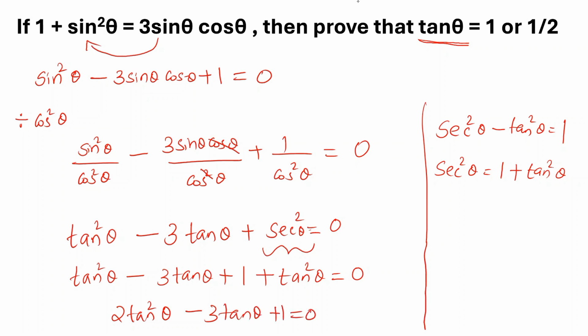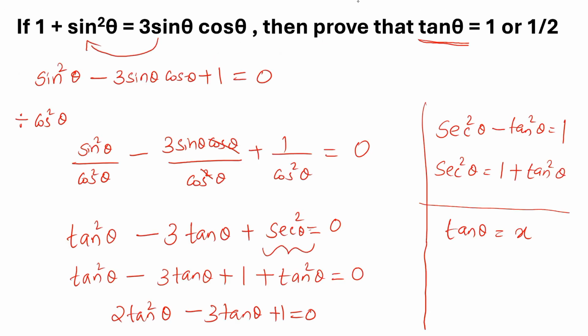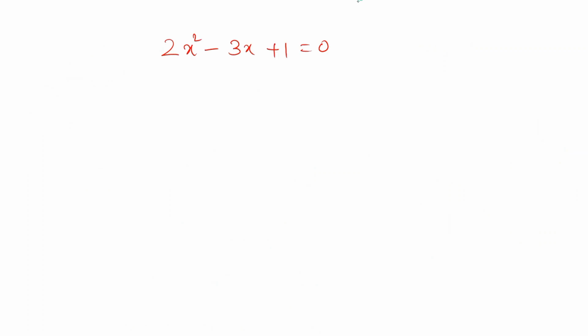Now it is in the form of a quadratic equation, right? We can just put tan theta as x. So we can easily write this as 2x square minus 3x plus 1 equals 0. Instead of tan theta, we just put x: 2x square minus 3x plus 1 equals 0. Now find x. You can use any method to find x.